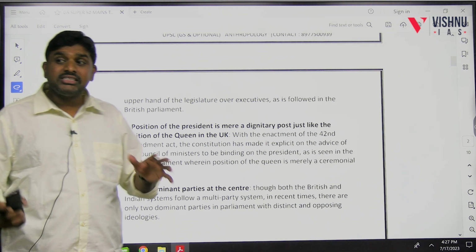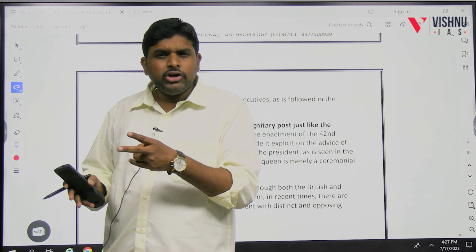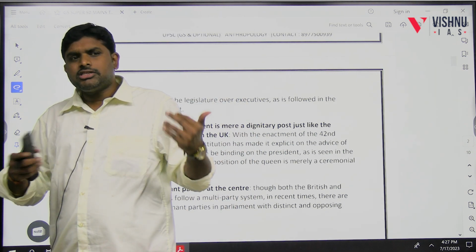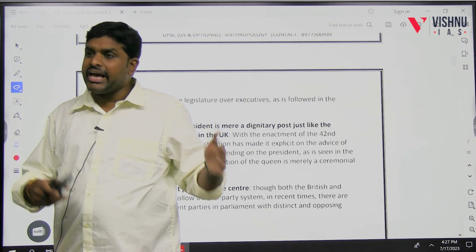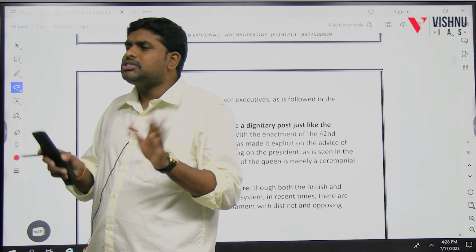Two dominant parties at the center. See, current affairs: there are also two parties there. What are the two parties? One is the Labour Party, the other is the Conservative Party. Nowadays we have two dominant parties in India as well, like Congress and BJP. So in this way both are converging.